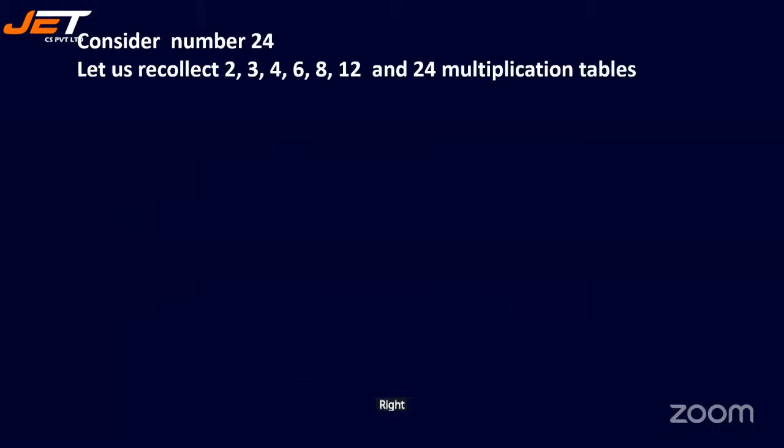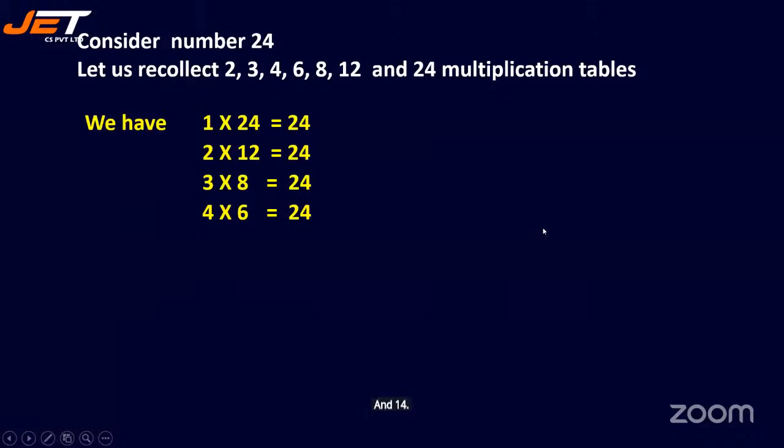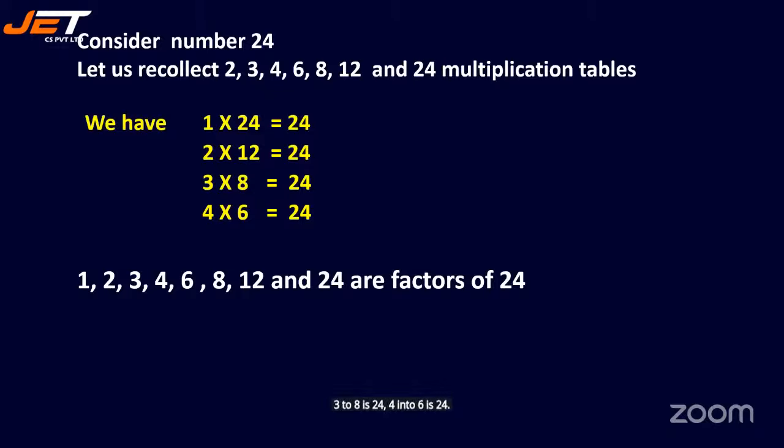Right. Now consider the number 24. You have 2, 3, 4, 6, 8, 12 and 24 multiplication tables. So we have 1 into 24 is 24, 2 into 12 is 24, 3 into 8 is 24, 4 into 6 is 24. So 1, 2, 3, 4, 6, 8, 12 and 24 are factors of 24.